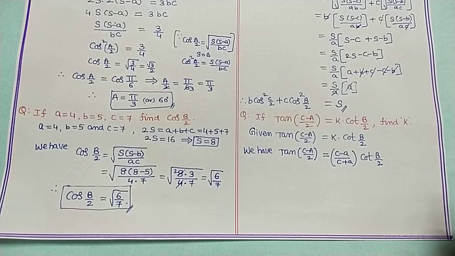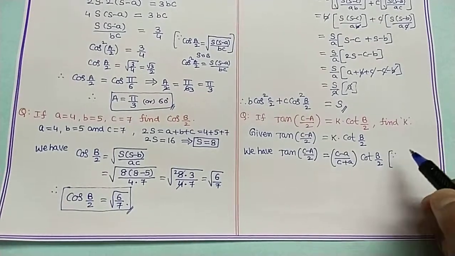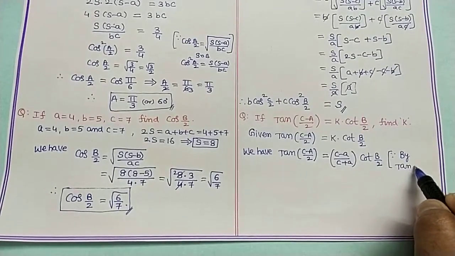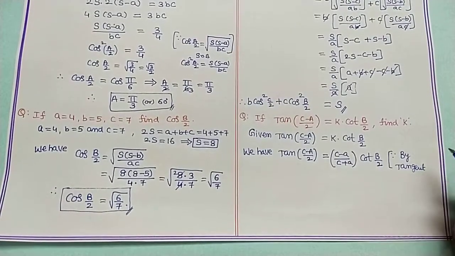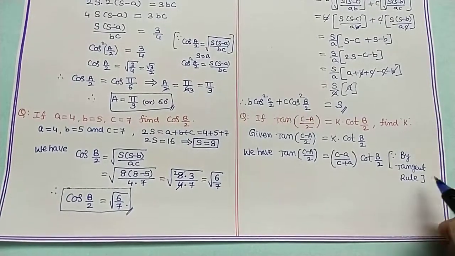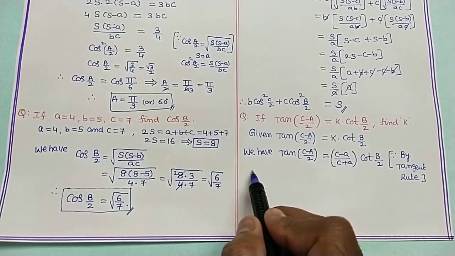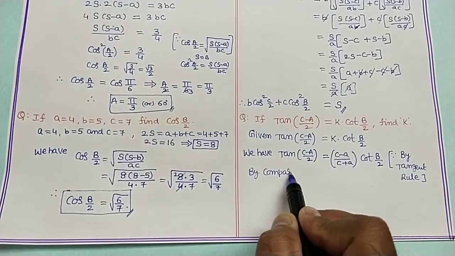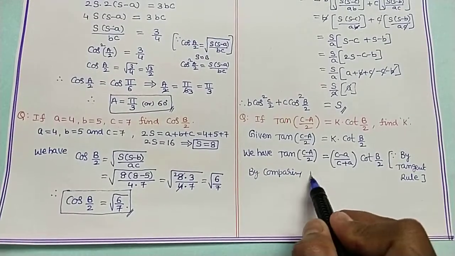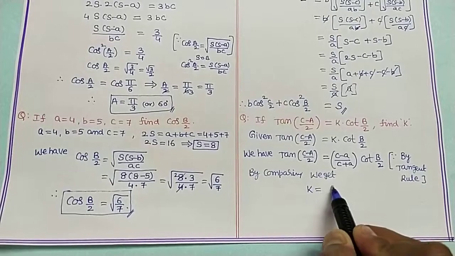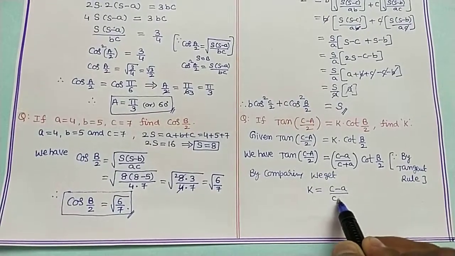Using the tangent rule, since by the tangent rule or tangent law, by comparing we get k is equal to (c minus a) divided by (c plus a).